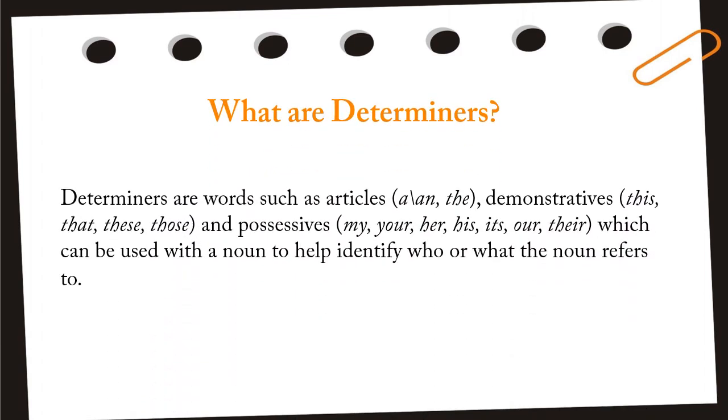To begin with, what are determiners? Basically, determiners are words that fall under three categories: articles such as a, an, or the; demonstratives as in this, that, these, those; and the last type, possessives, for example, my, your, her, his, its, our. These words can be used with a noun to help identify who or what the noun refers to.